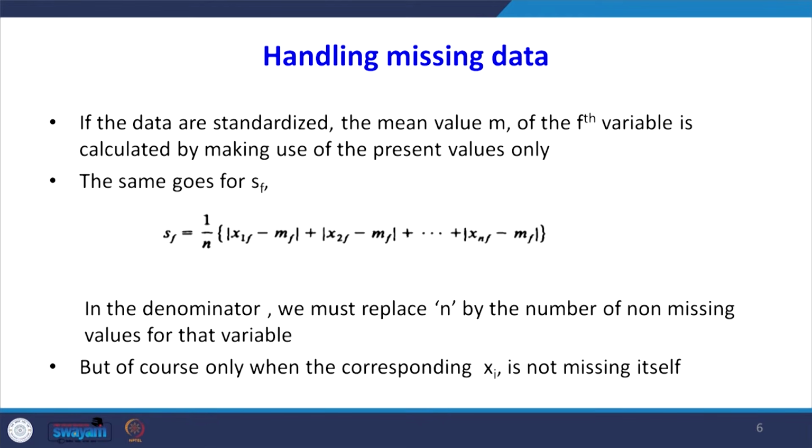So the mean absolute deviation, that is s_f equal to 1 by n times the modulus of x_1f minus m_f, and so on, plus the modulus of x_nf minus m_f. In the denominator we must replace n by the number of non-missing values for that variable, and of course we include a term only when the corresponding x_if is not missing itself.